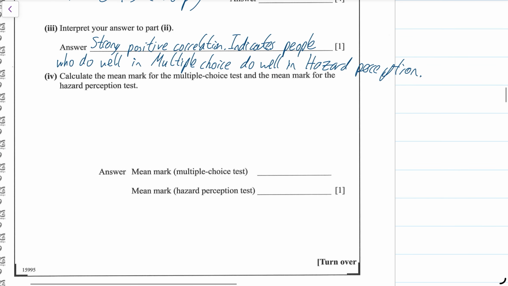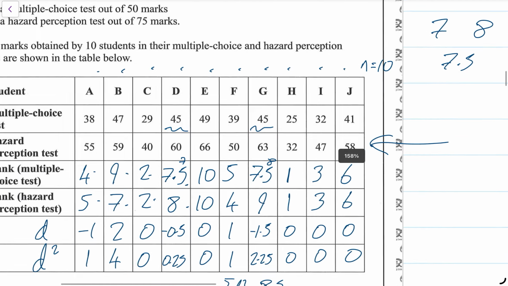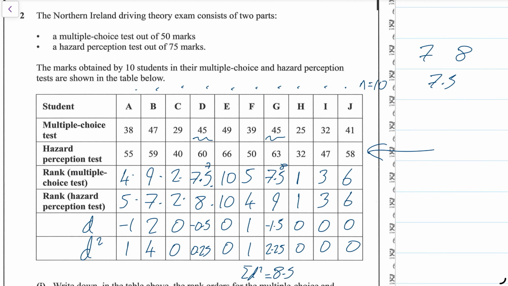Okay, right. It says calculate the mean mark for the multiple choice test and the mean mark for the hazard perception. Now what you're doing here is you're adding up all of the multiple choice. So we'll be adding up all of these numbers, seeing what you get, and then dividing by 10. Adding up all these numbers, seeing what you get, and then dividing by 10. That's really what we're doing.